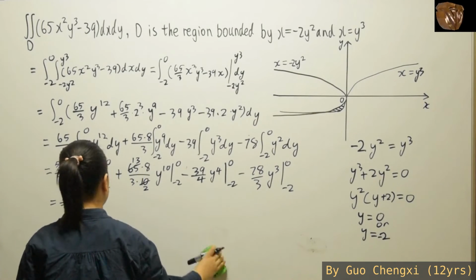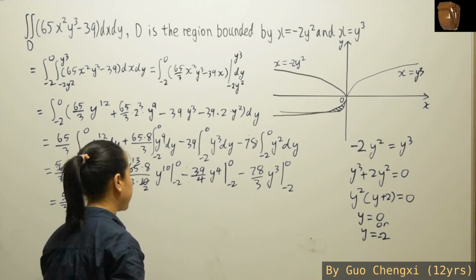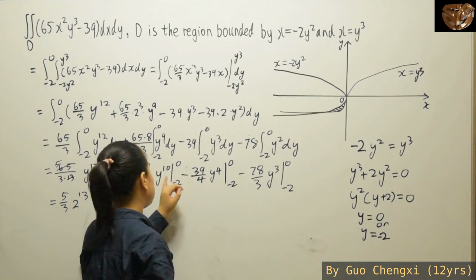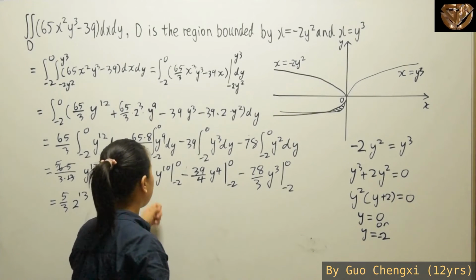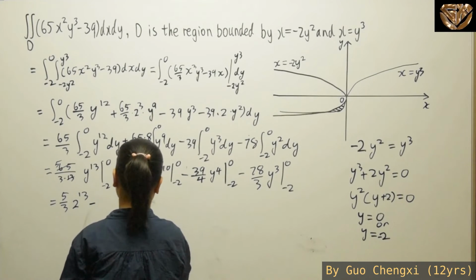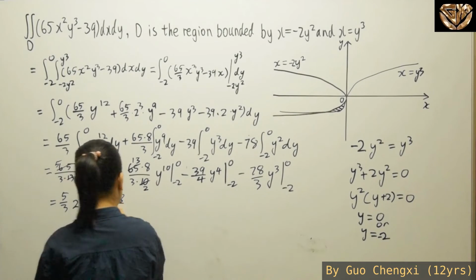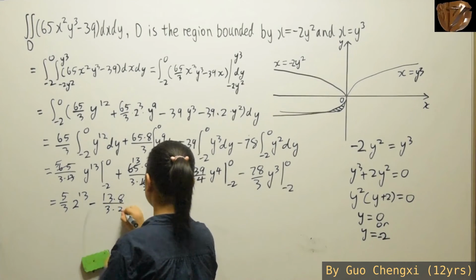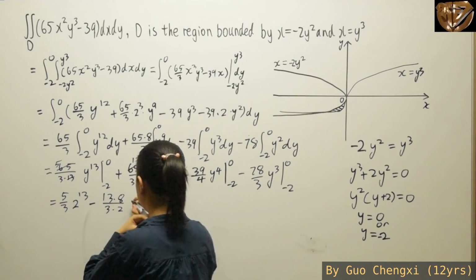Well, over here, if you substitute this part inside, you supposedly have a negative. And since this power is even, there is not going to be a negative coming out, so it's going to be a minus. That's 13 times 8 over 3 times 2, 2 to the power of 10.